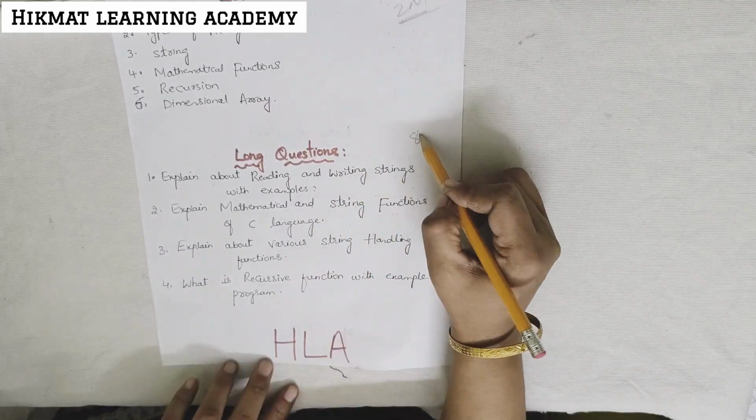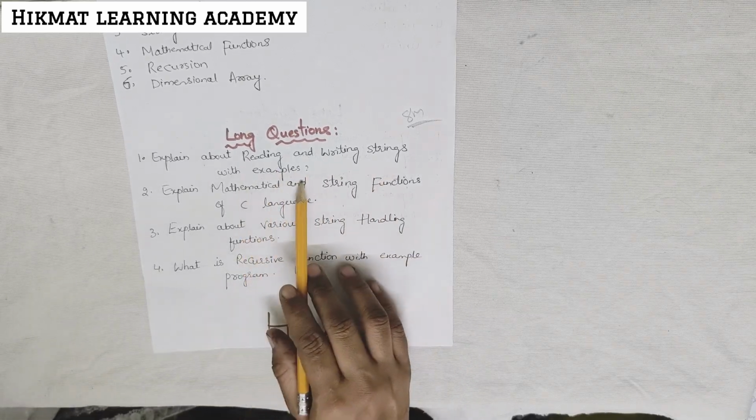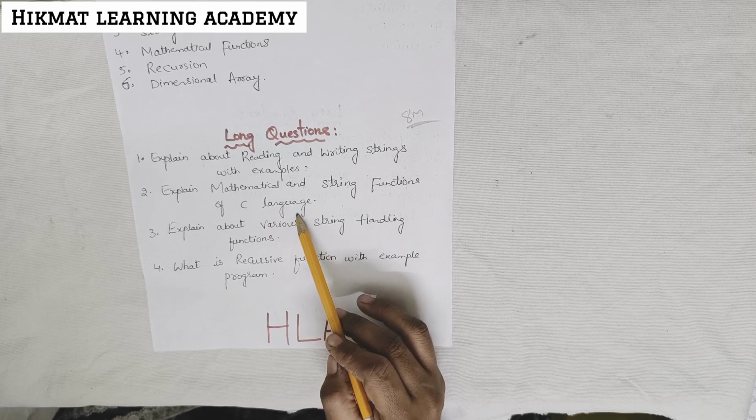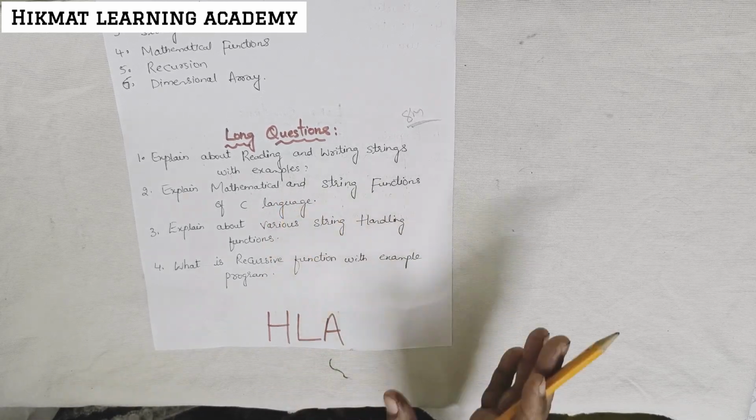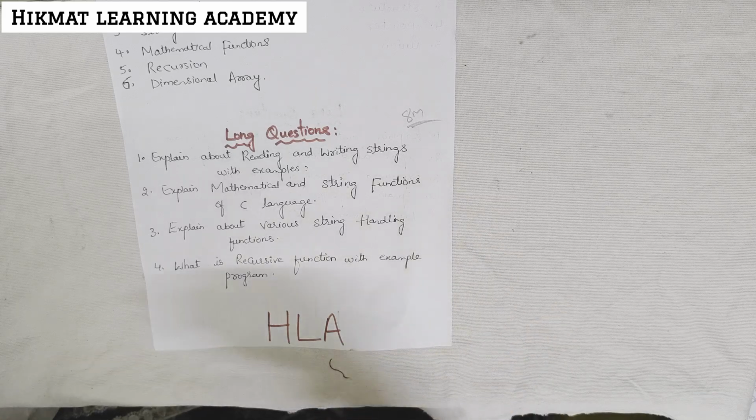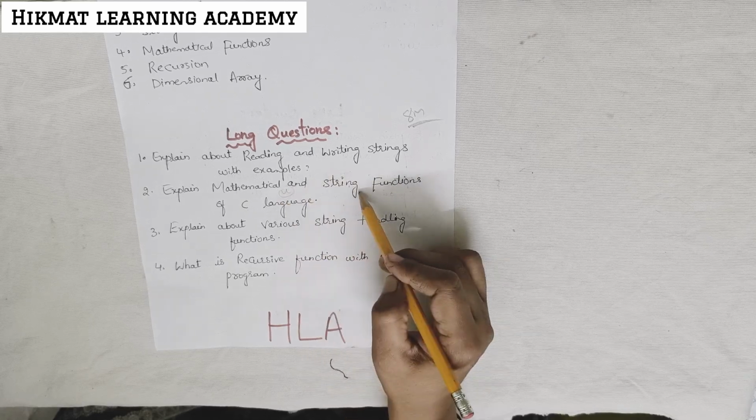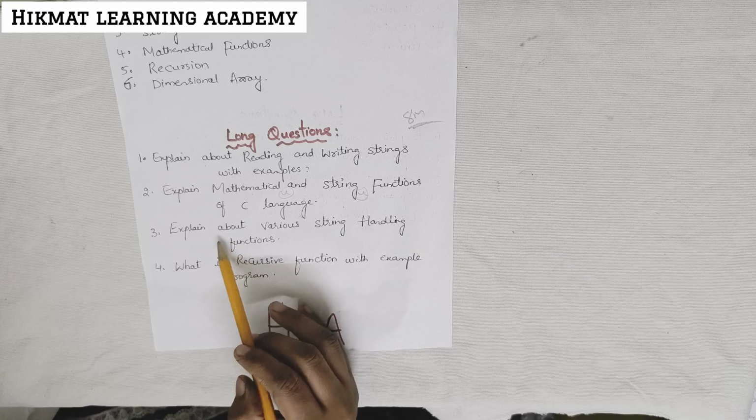Long answers, 8 marks. Explain about reading and writing strings with example. Explain mathematical and string functions of C language. Whenever 2 types of functions are given, first you define what are functions of C language, then the mathematical function and string function definition or meaning, then explain each. 4 points are sufficient. Mathematical 4 functions and string 4 functions.